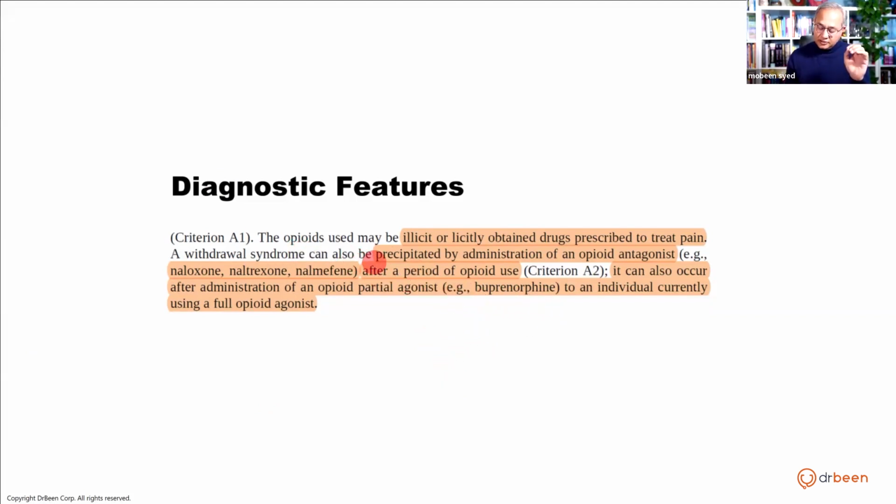So the opioid use may be illicit or licitly obtained drugs prescribed to treat pain. A withdrawal syndrome can also be precipitated by administration of an opioid antagonist, for example, naloxone, naltrexone, nalmefene, after a period of opioid use. It can also occur after administration of an opioid partial agonist, for example, buprenorphine, to an individual currently using a full opioid agonist. So somebody who's using an opioid agonist, if you give them a partial agonist, then that can cause the withdrawal as well.